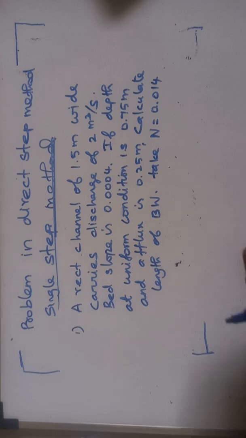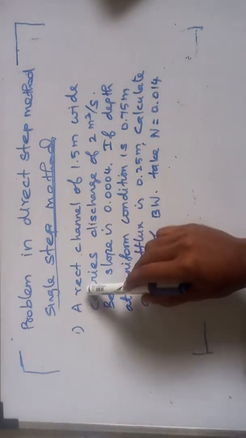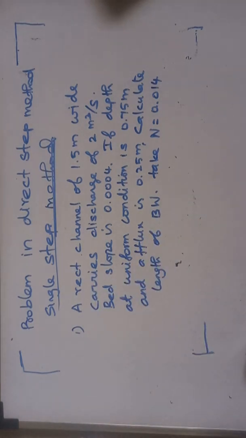Okay. First, in single step method, as we know, the formula is directly given. We just have to substitute the values in the formula. If you read the problem, a rectangular channel of 1.5 meter wide carries a discharge of 2 meter cube per second. Discharge value is given as 2 m cube per second and width is given as 1.5 meter.